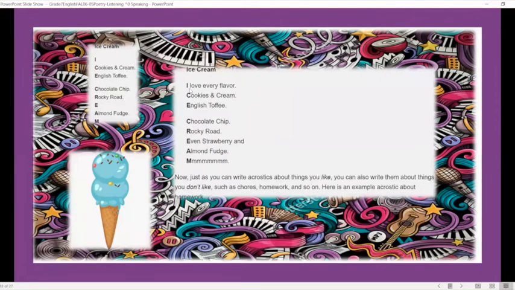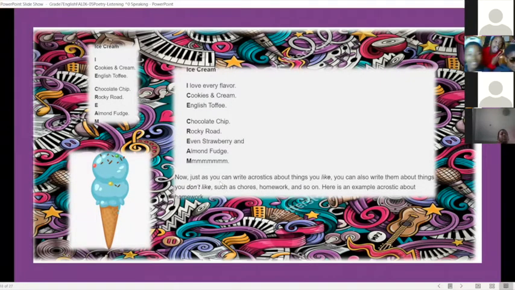So this is what he did. With the empty lines, he thought, okay, since I like ice cream, I'm going to put in that I like it. So this is what he ended up writing: I love every flavor, cookies and cream, English toffee, chocolate, rocky road, even strawberry and almond fudge. So there you have the word ice cream created into a poem. You can do that about anything. You can even do it about things that you don't like.